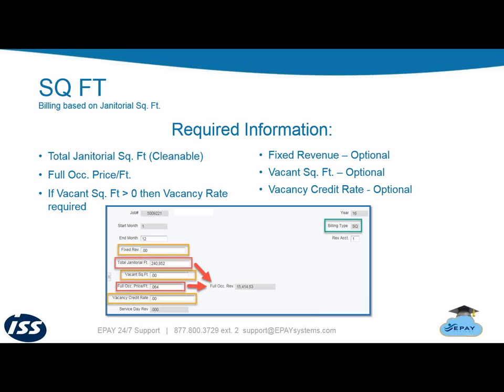There are three optional fields aside from that, just depending on the contract and the details. If there is an additional fixed revenue on top of this, we can add it here. If there is a vacancy credit rate, we can also add that here, but we will of course need the vacant square footage.